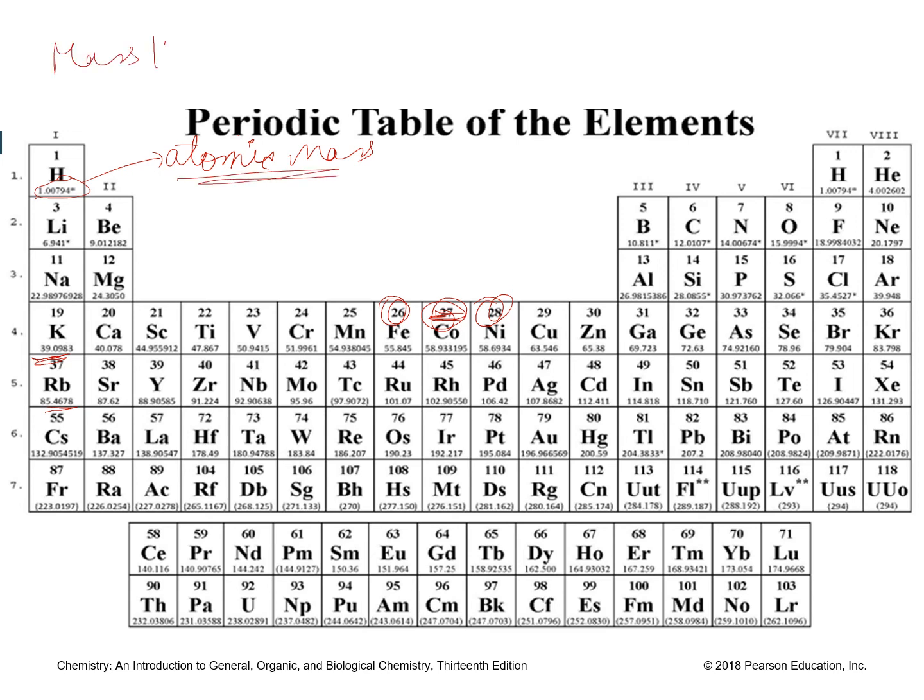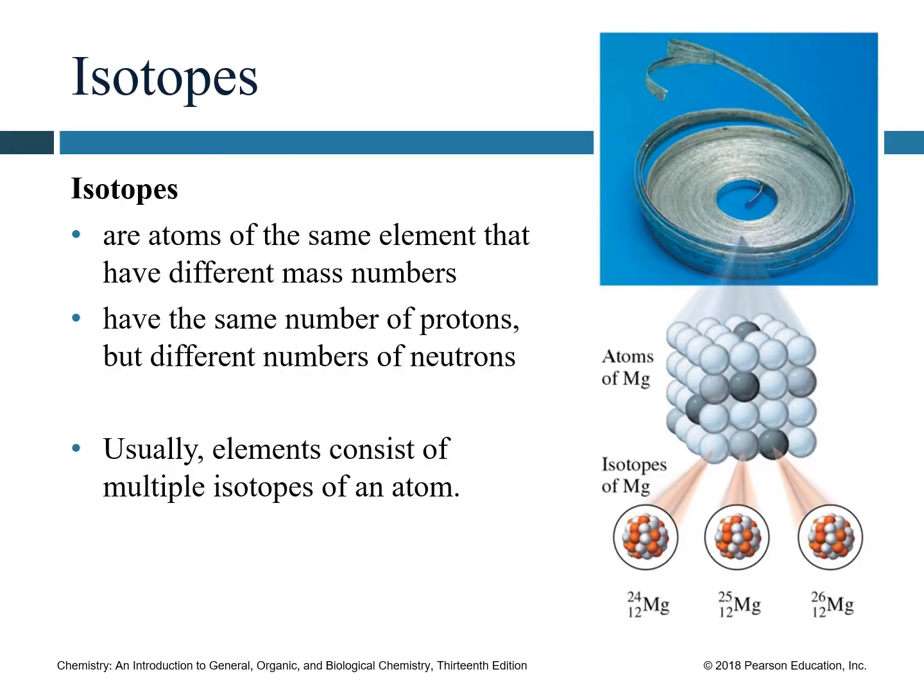There's a big difference between atomic mass and mass number. Mass number is equal to protons plus neutrons. Atomic mass is how much weight or mass an atom has. And we'll see how atomic mass is calculated. But to understand that, we have to understand another terminology which is called isotopes. So what are isotopes? Most of the time, elements consist of multiple isotopes of an atom. Isotopes are atoms of the same element that have different mass numbers.